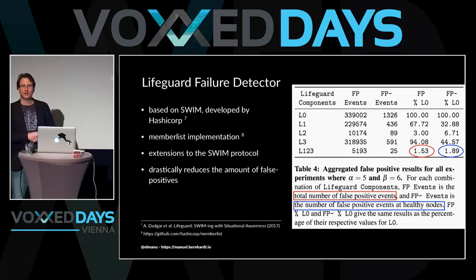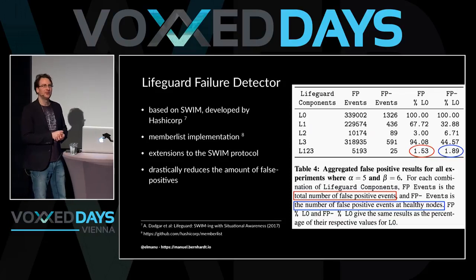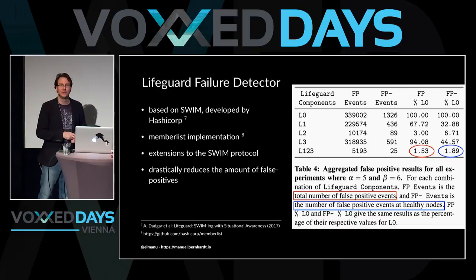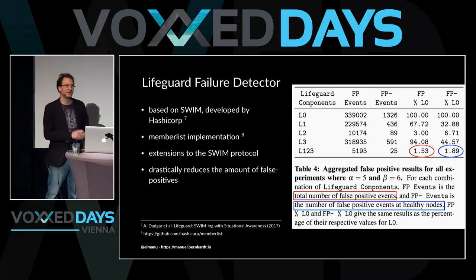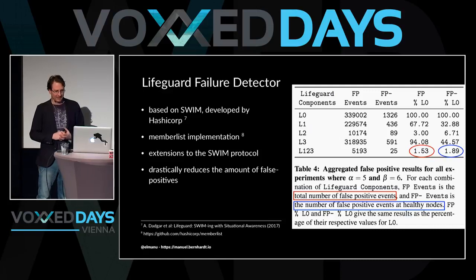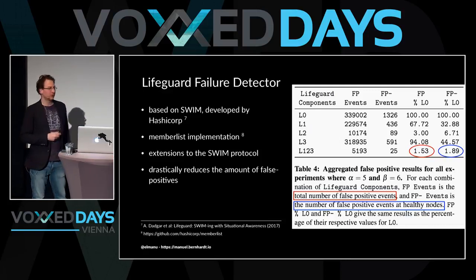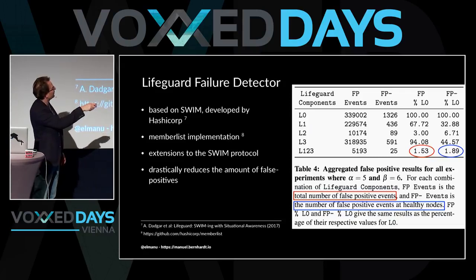And so I don't know if anyone knows a company called HashiCorp. They do things like Consul, Terraform, Vault, Vagrant. And so they have distributed systems. I mean, Consul is a distributed system, service discovery. And so what they did, they tried to implement SWIM. That's L0 up here. And they got a lot of false positive events here. You can see it's quite a bit.